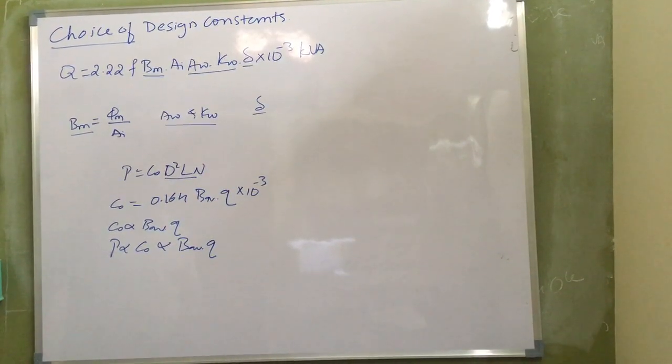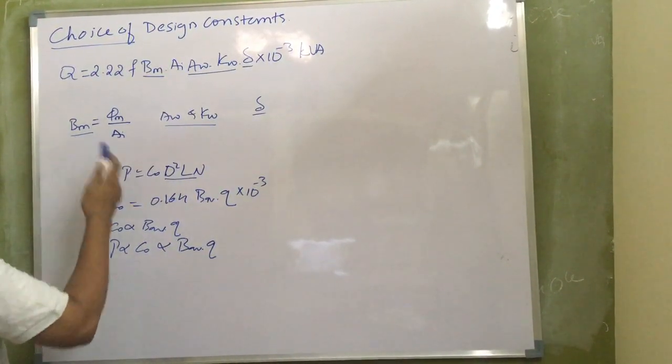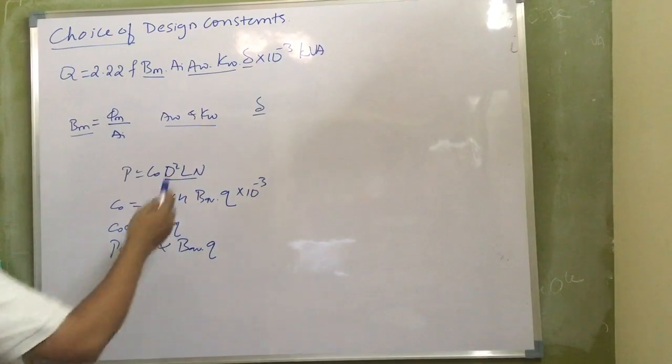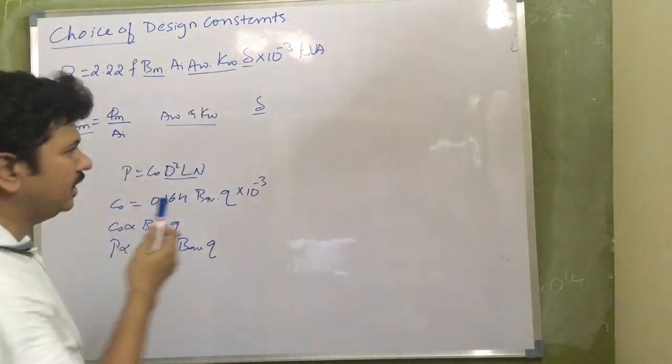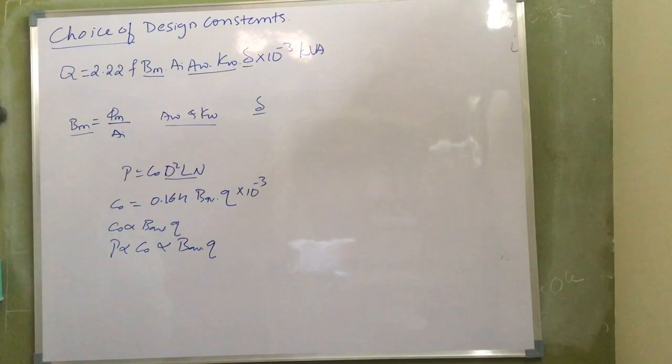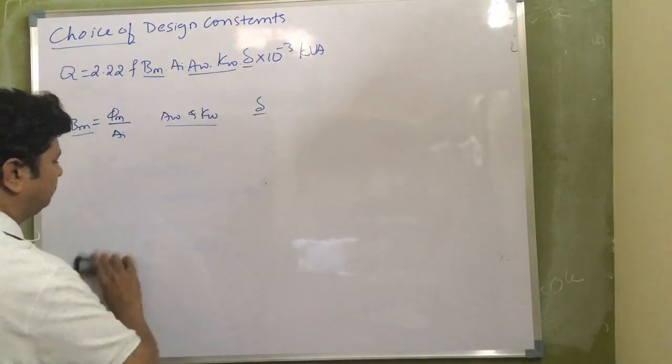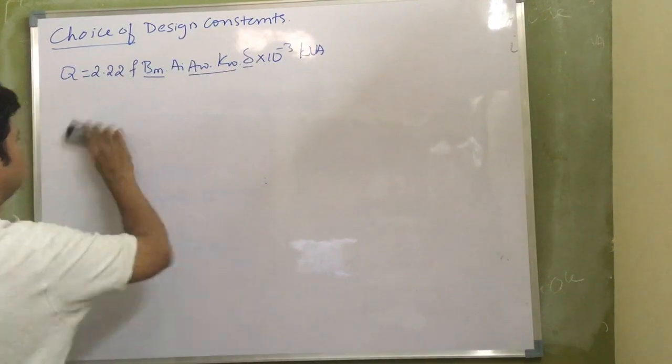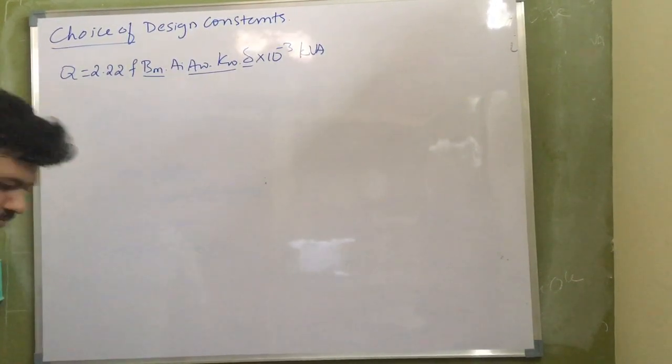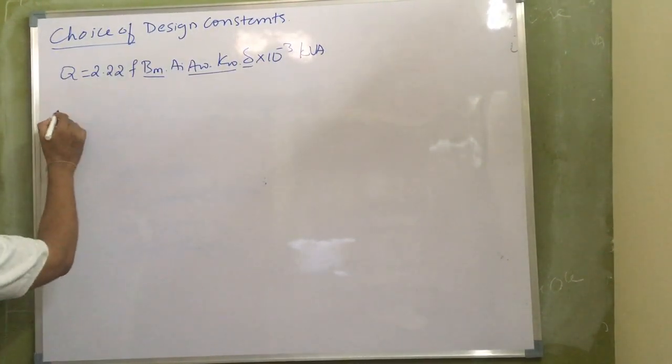So now I have to see what happens when I choose larger BM or smaller BM, larger AW, KW or smaller AW, KW, larger values of delta, okay? So first is flux density BM.